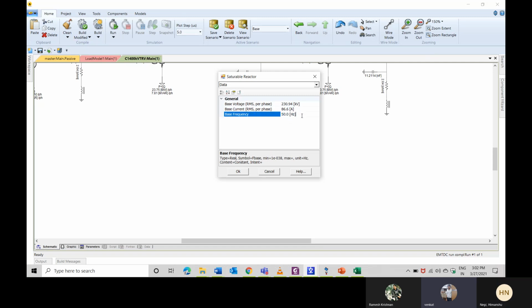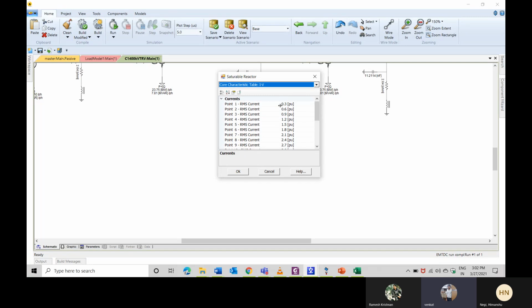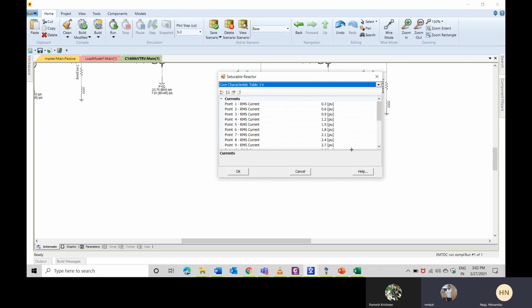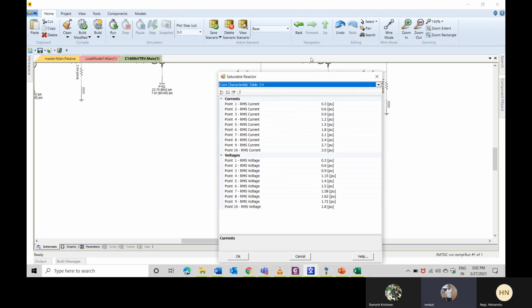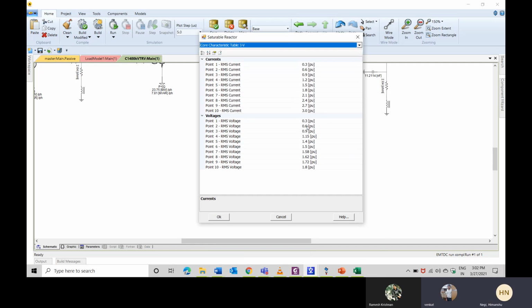And for base frequency, we have to keep it as 50 hertz. It depends on the network frequency. Other than that, as I said, we have to give the details in per unit format: RMS current and RMS voltage, like this we have to create.